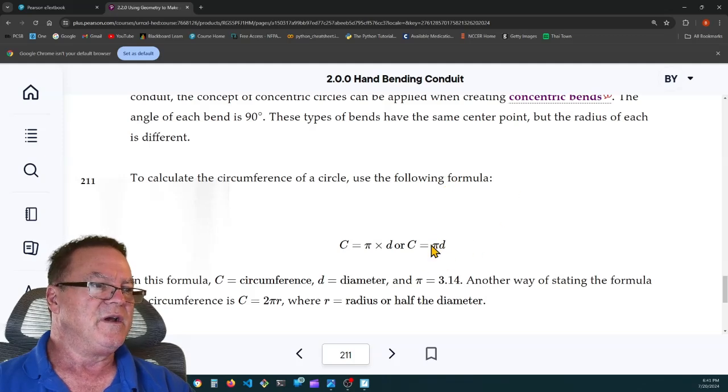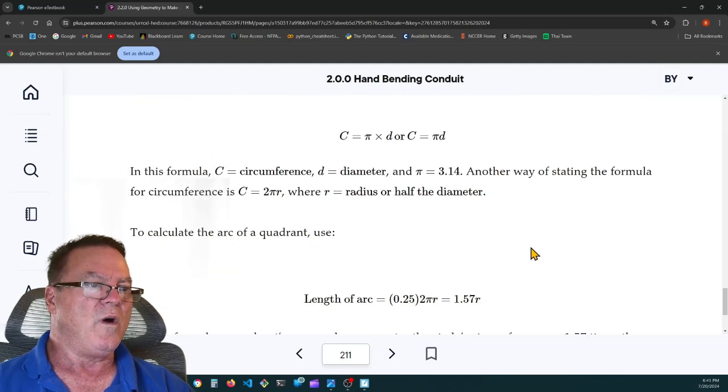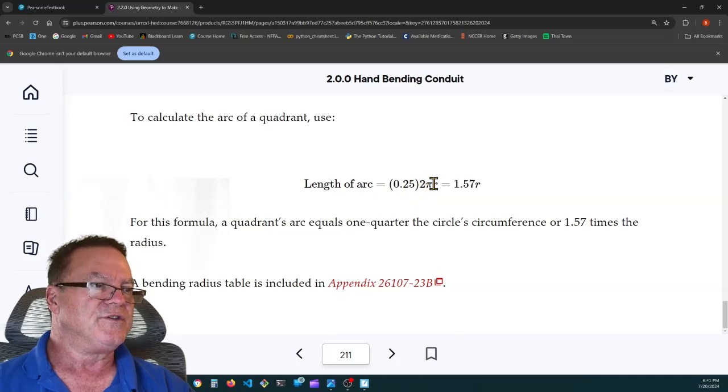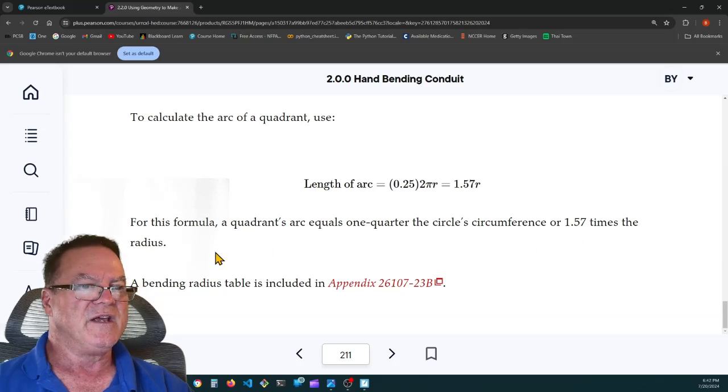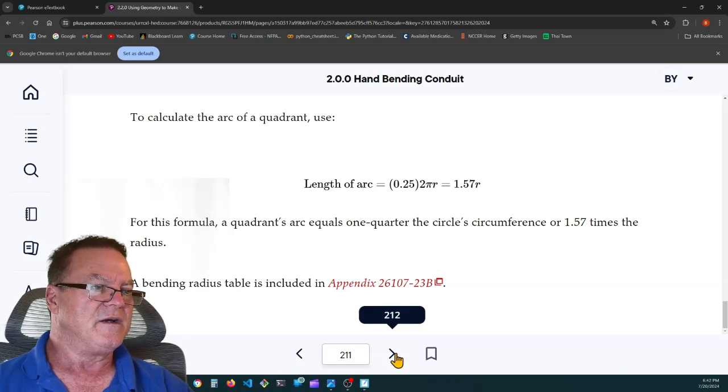So to calculate the circumference of a circle, use the following formula. It's 2 times pi times the radius, or pi times the diameter. To calculate the arc of a quadrant, use 1/4 of 2 pi times the radius. So you're going to use 2 pi, we'll divide it in 2 and get pi times the radius, and we'll divide pi by 2 again, and we'll get half of pi, 1.57. Remember, pi is 3.14, so half of that is 1.57. For this formula, a quadrant's arc equals 1/4 of the circle's circumference, or 1.57 times the radius. A bending radius table is included in Appendix 23B.